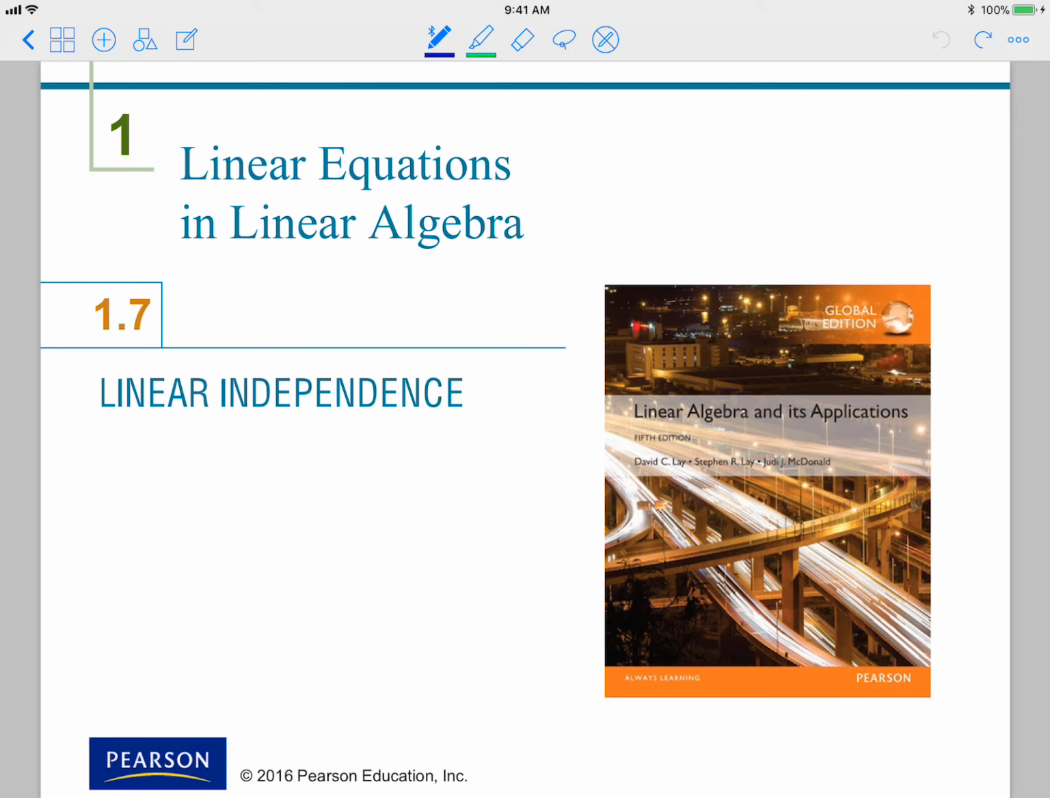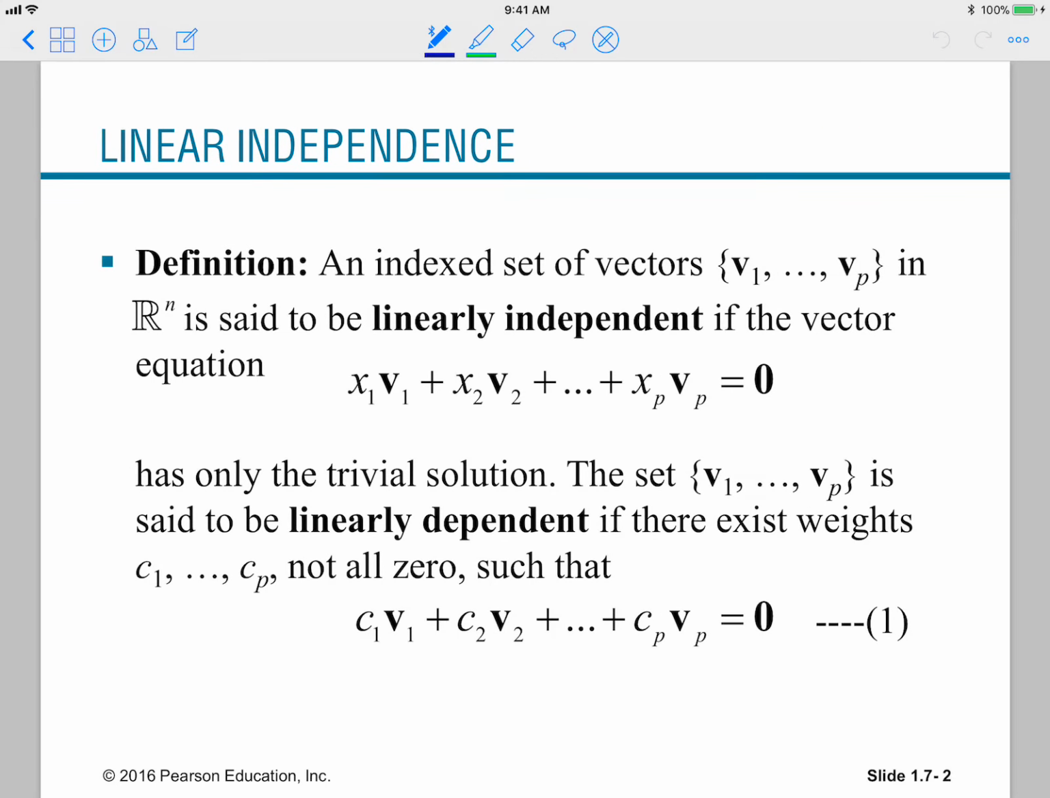Okay, so today we study chapter 1.7 about linear independence. Let me start with the formal definition of linear independence.